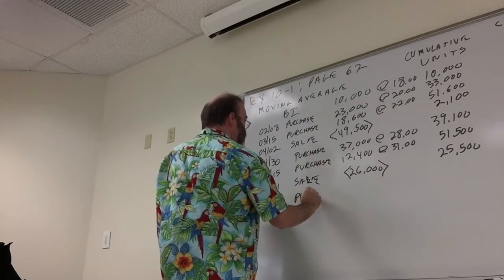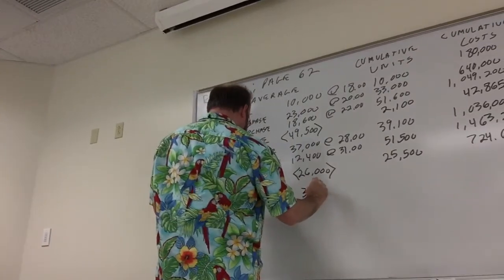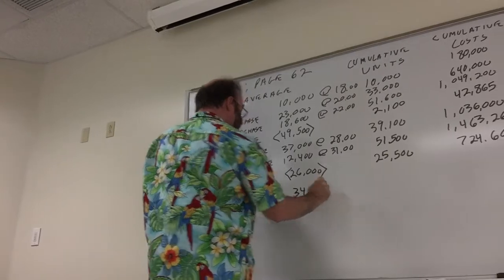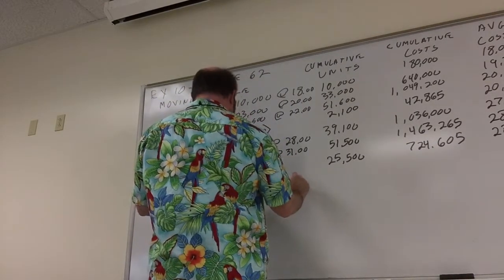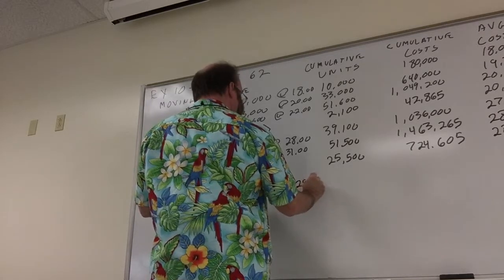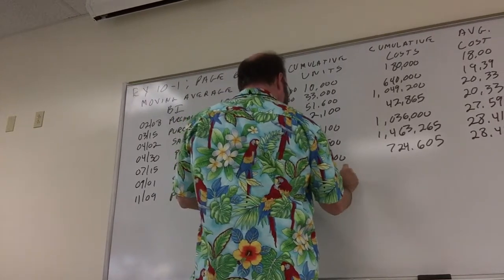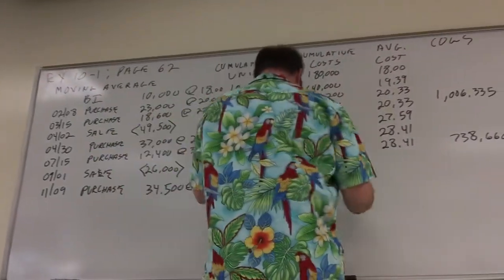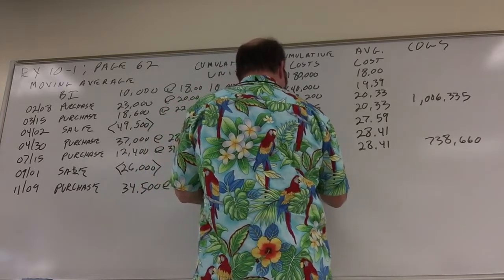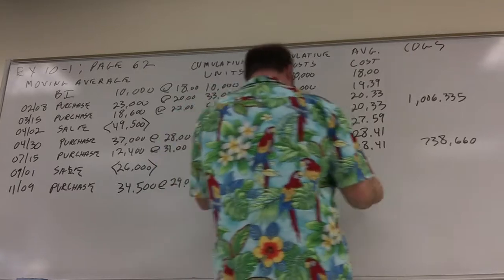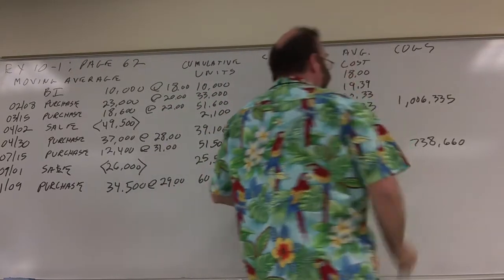And then our last one on November the 9th, we buy a last purchase of the year of 34,500 units. And these we bought at $29. So now we have 60,000 units even in ending inventory at a total cost of $1,725,105, or an average of $28.75.